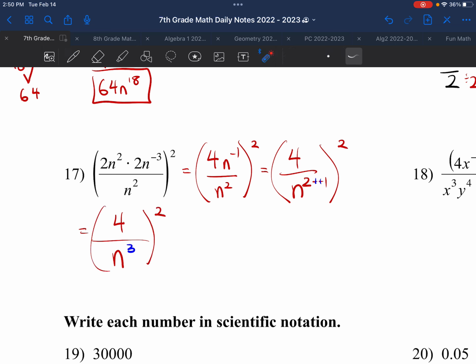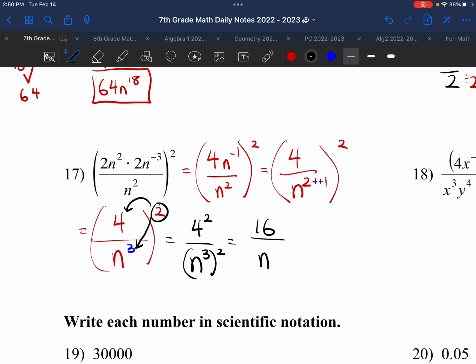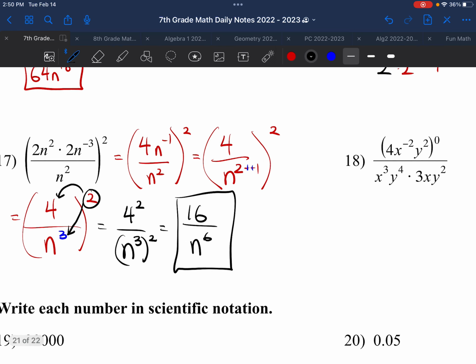I have not distributed that 2. I'm waiting till the very end, and I'll distribute you when it's as easy as possible. Now, it is as easy as possible. So the 2 is going to come up to this 4, and then down to this 3, and I'm going to get 4 squared over n to the power of 3 to the power of 2. So from here, that's going to be 16 over n to the power of, you multiply power to a power. So this is going to be 3 times 2, which is 6. And I get my final answer. Again, you didn't have to solve it like me, but you should still get the same answer.